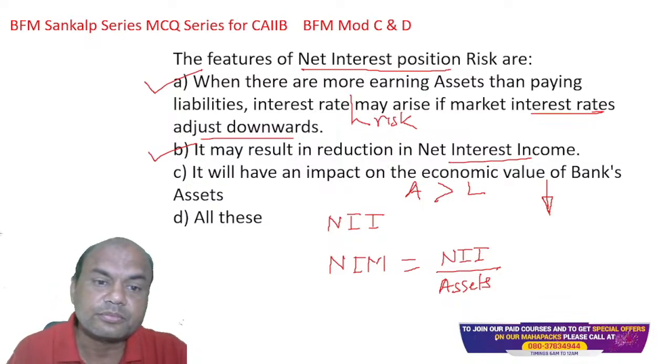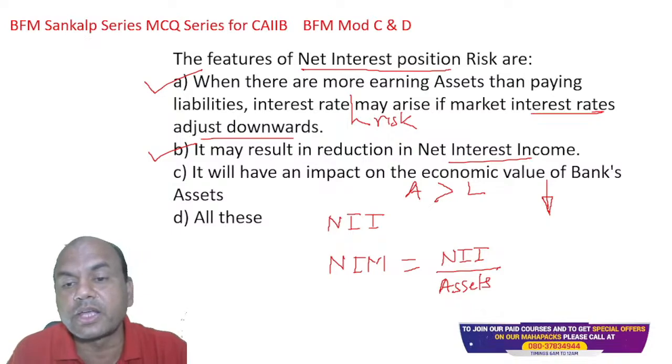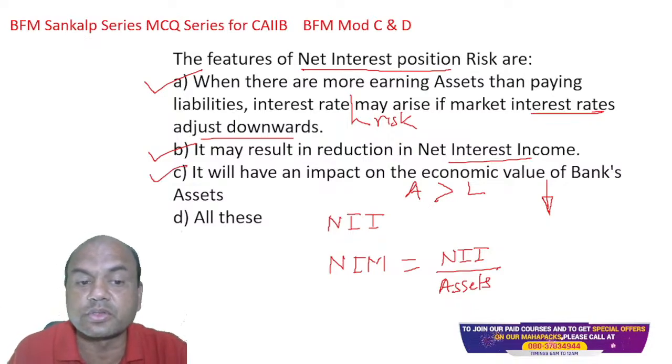That interest earning will have an impact on the economic value of the bank's assets, right? So that is also true. So C is also true. So the answer is D, all of them, isn't it?